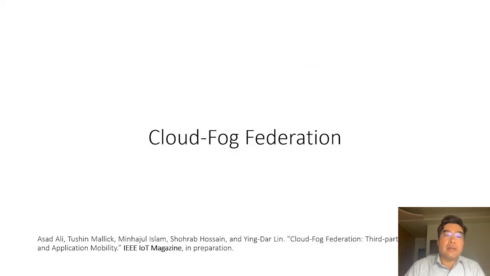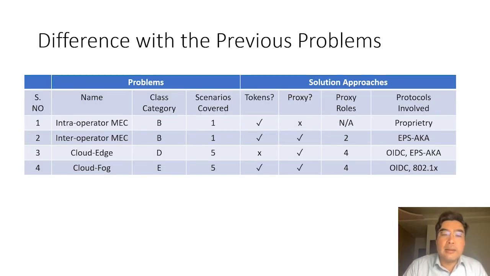Okay, the next scenario is cloud to fork federation. And again, the difference from the previous scenario is that there'll be four roles, and there'll be some new roles, but some previous roles are going to reappear in this scenario. And here the protocol we deal with will be different. So we still have OIDC here, but we are not having EPS AKA because that is for the 3GPP network. Instead we have 802.1x.